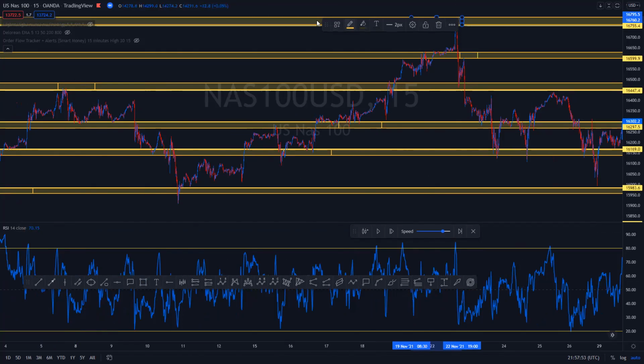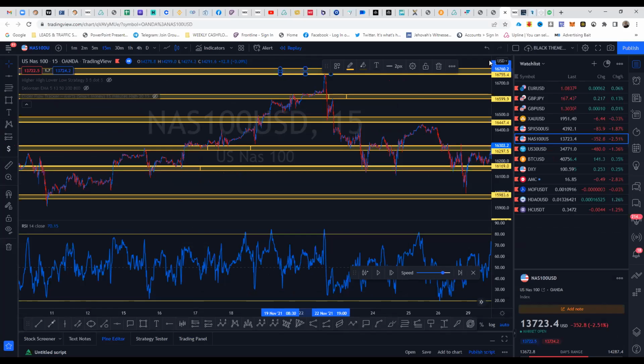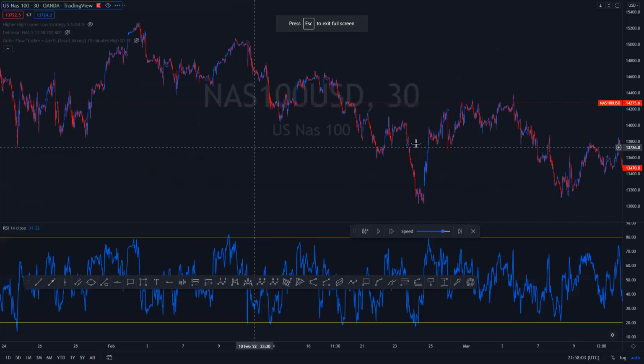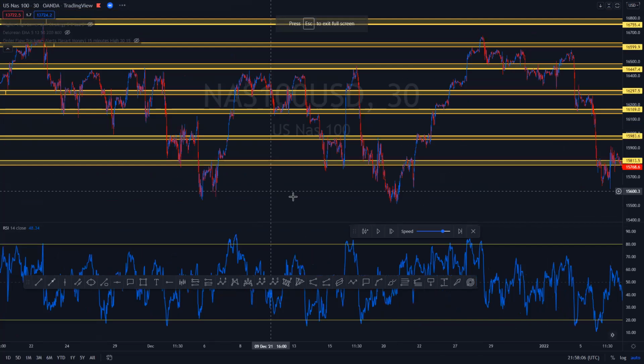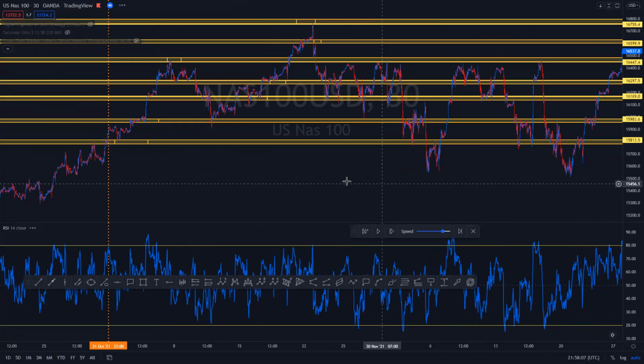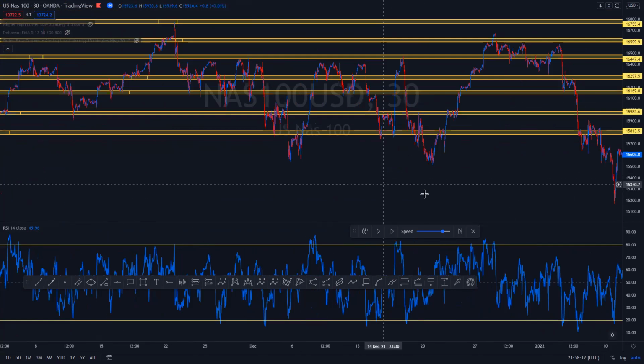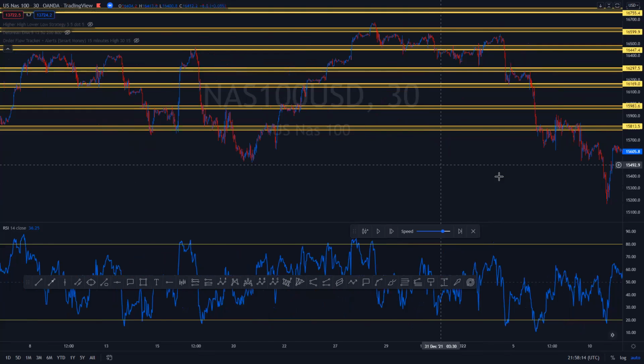So now that we've drawn our zones, we're going to move on to the 30-minute. So let's switch over to the 30-minute. Now we're going to draw our zones for the 30 minutes. So we're going to go all the way back. We marked up everything on the 30-minute from this vertical line. So now we're going to mark up.